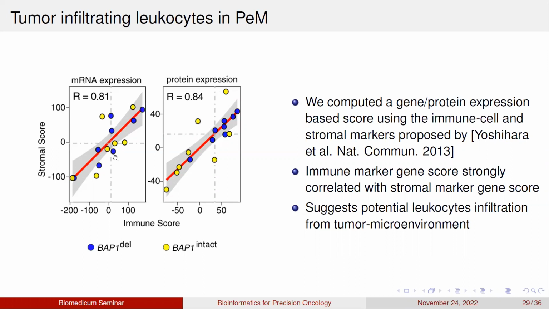Individual dots represent individual cancers, and the color represents the different subtypes, backbone deleted and backbone intact. The correlations of this immune score and stromal score are very strong at both the mRNA and protein level, which potentially indicates that there is leukocyte infiltration, or immune cell infiltration, from the tumor microenvironment. So this led us to another question: can we identify those different immune cells infiltrated within these cancer types?